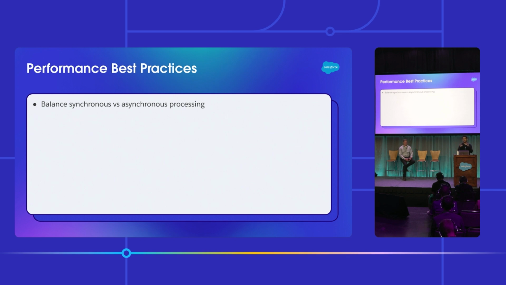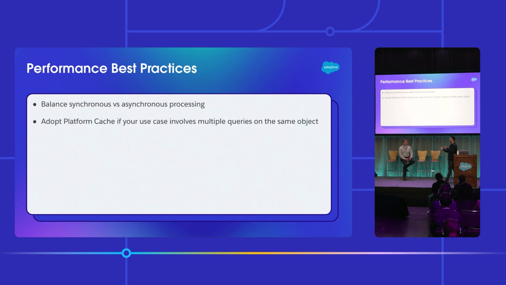So balance. Think about it: don't put everything in a synchronous process because there's only 10 seconds of CPU that you have. You might run out of CPU. And again, if you put too much in asynchronous processes, there are limits on the number of asynchronous processes. So again, you have to balance. Another thing is platform cache.